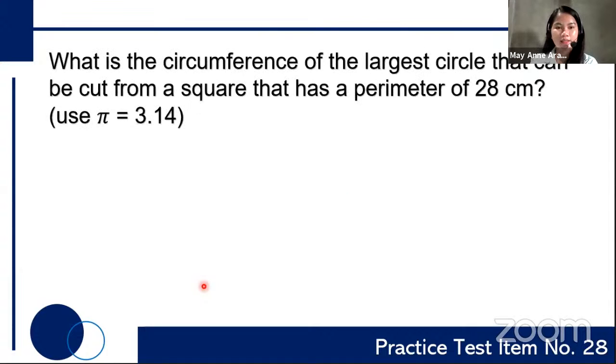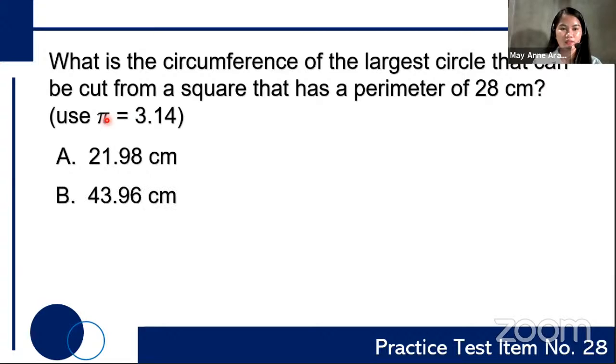Okay, next. What is the circumference of the largest circle that can be cut from a square that has a perimeter of 28 centimeters? Use pi as 3.14. These are the options.